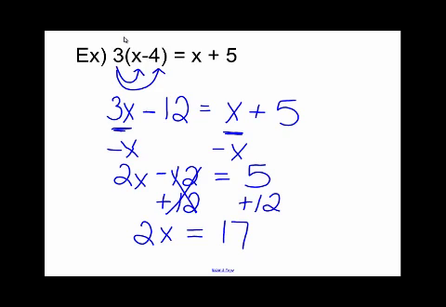So at this point, I'm almost done. I have 2x is equal to 17. I want to get x by itself by dividing by 2. Divide by 2 on the left, divide by 2 on the right. And we get x is equal to 17 divided by 2, so I could leave it as a fraction. Often in physics, we want to work in decimals, though, so I can figure this out to be 8.5.